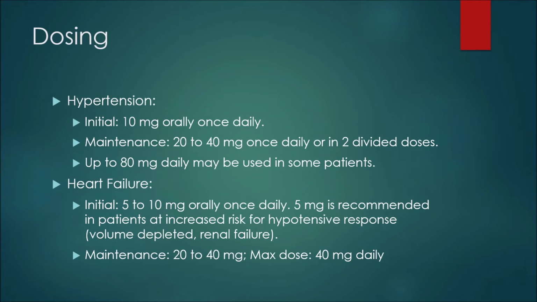For heart failure, the initial dose would be 5 to 10 milligrams orally once daily. The 5 milligram starting dose is recommended in patients at an increased risk of experiencing a hypotensive response, or a response leading to low blood pressure. So an example of these patients would be patients who are volume depleted, or patients who have moderate to severe renal failure. For a maintenance dose, we would have 20 to 40 milligrams, and the maximum dose in heart failure would be 40 milligrams daily.